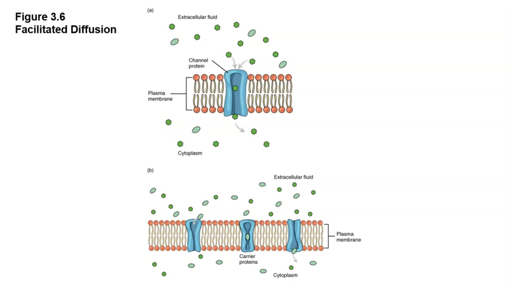Part B on the bottom shows a carrier protein, which functions much like a channel protein, but the carrier protein changes shape to accommodate the specific substance that moves, whereas the protein channel does not change shape to accommodate that particular substance. In both examples, the cell or the protein does not need to use cellular energy to move the substance. They're simply acting as passive doorways through the membrane.